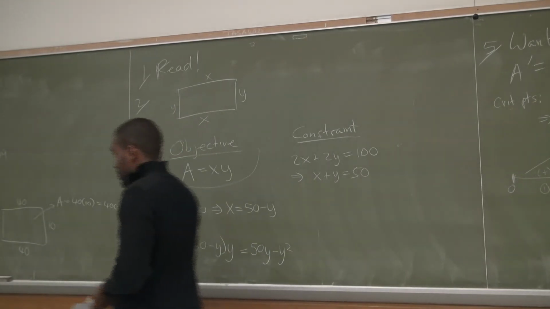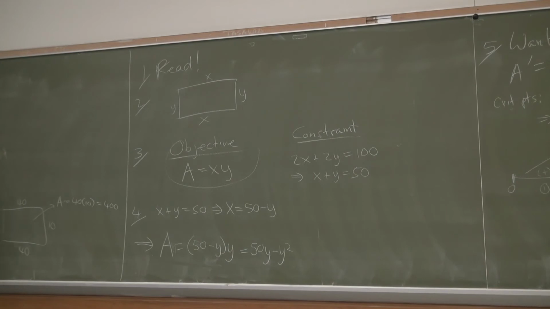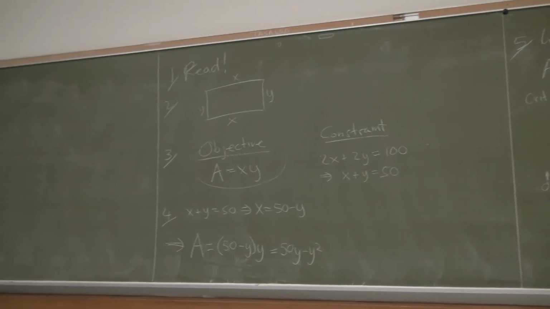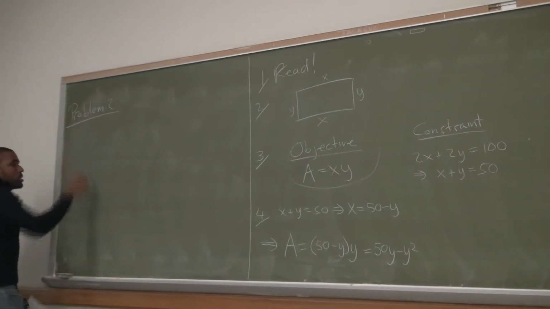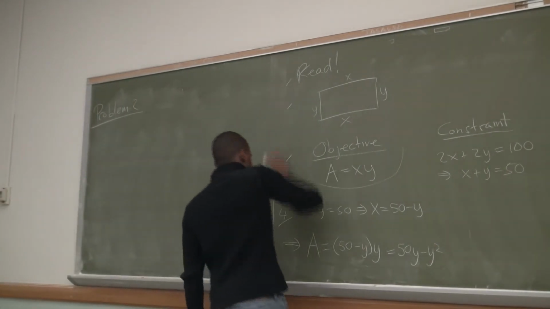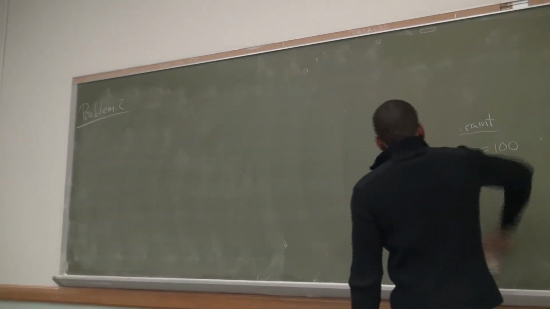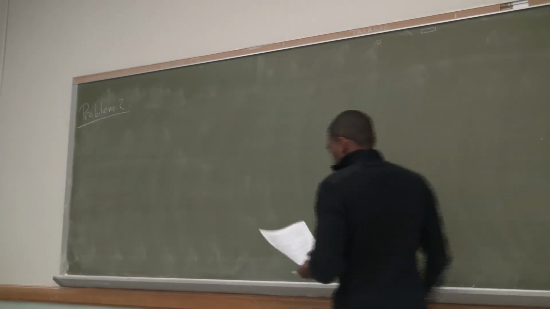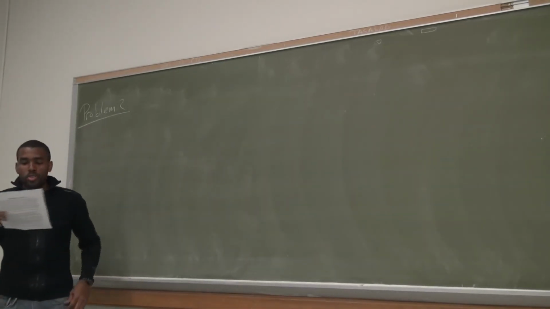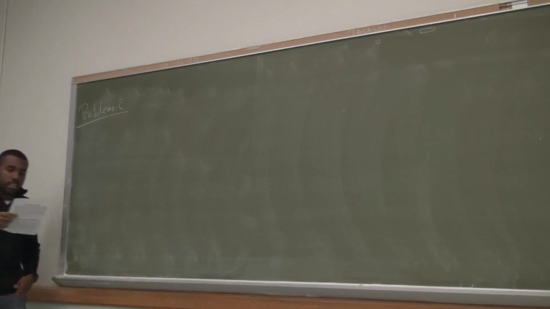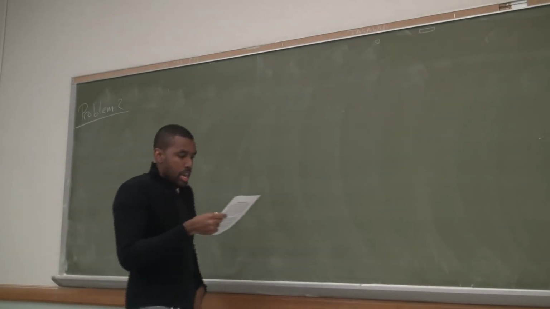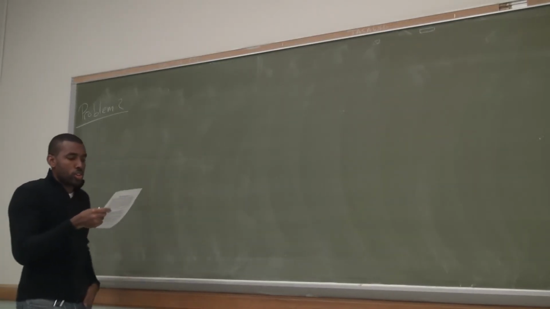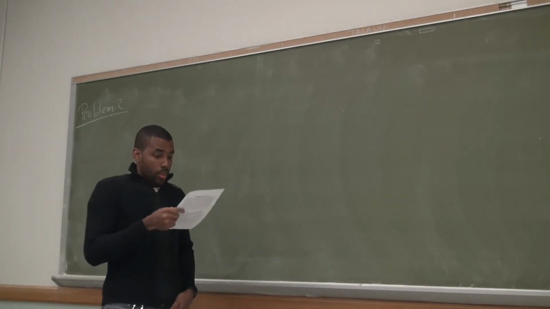Okay, let's do another example. Let's try problem 2. Problem 2 says, design an open rectangular box with square ends. The left side and the right side should be squares. Having a volume of 36 cubic inches that minimizes the amount of materials required for construction, because of course we want to save it. Okay?